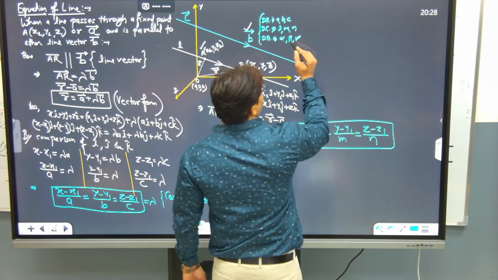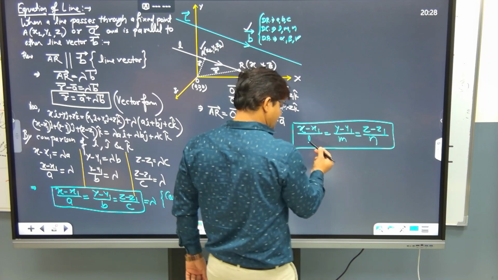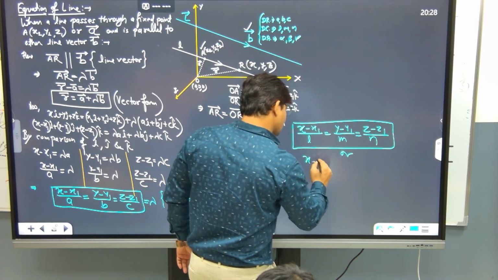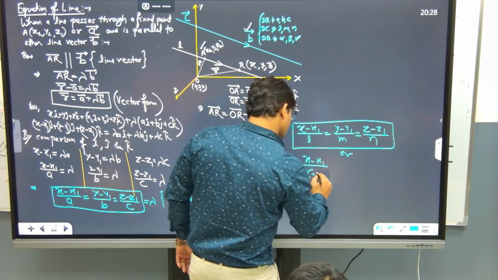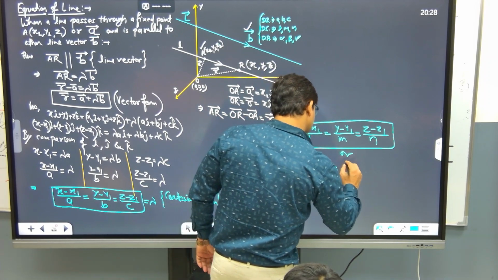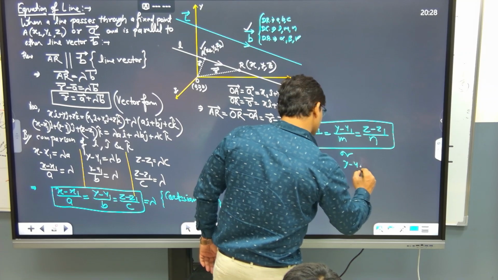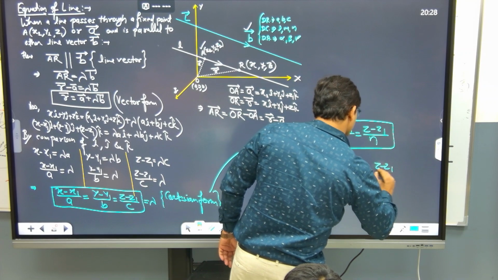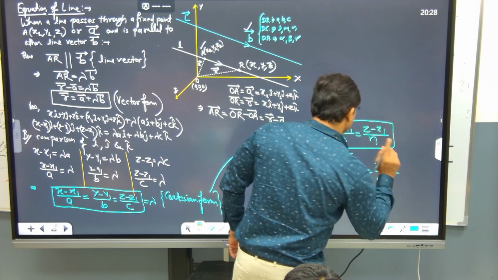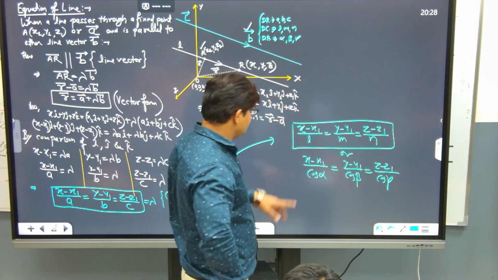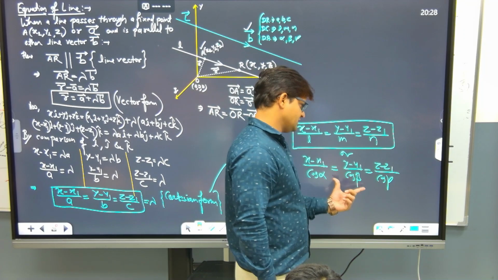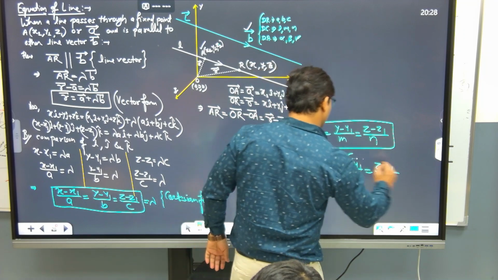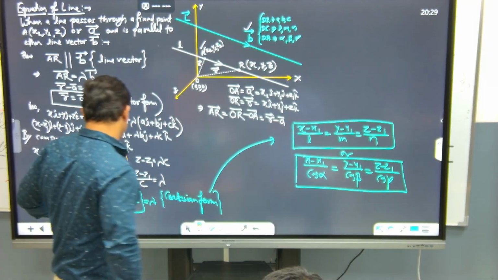Or if alpha, beta, gamma are given, then instead of l, m, n we can write cos alpha, cos beta, or cos gamma. If alpha, beta, gamma are given, then we can use this case. If l, m, n are given, directly we can put these values. If a, b, c are given, then we can calculate in this case.